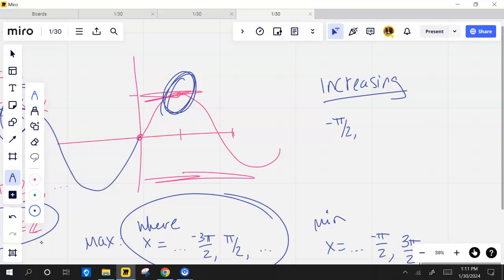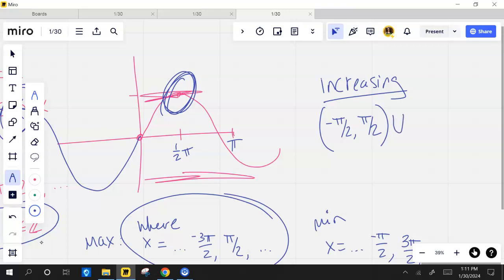Each tick mark is a half a pi. If this is pi, then halfway in between would be a half of pi, which is pi/2. That is an increasing interval. Do you agree? Now, you can't see the next full interval on your graph, but you can infer what it is.